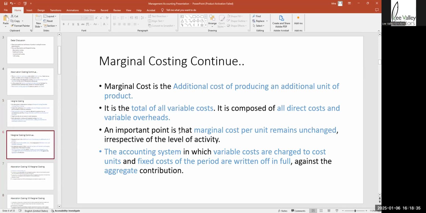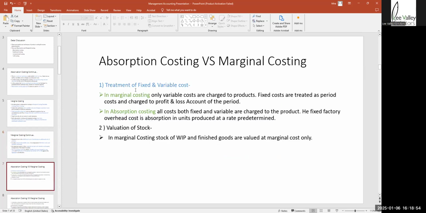An important point is that marginal cost per unit remains unchanged irrespective of the level of activity. It is the accounting system in which variable costs are charged to cost units and fixed costs of the period are written off in full against the aggregate contribution.